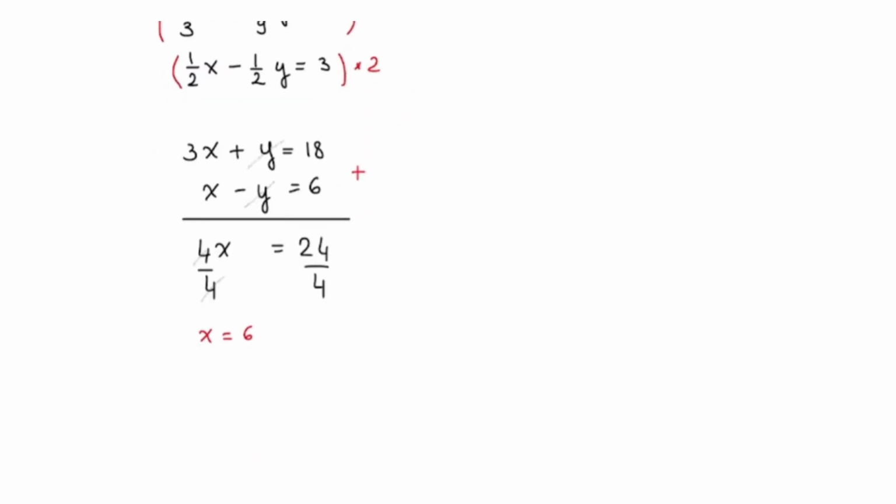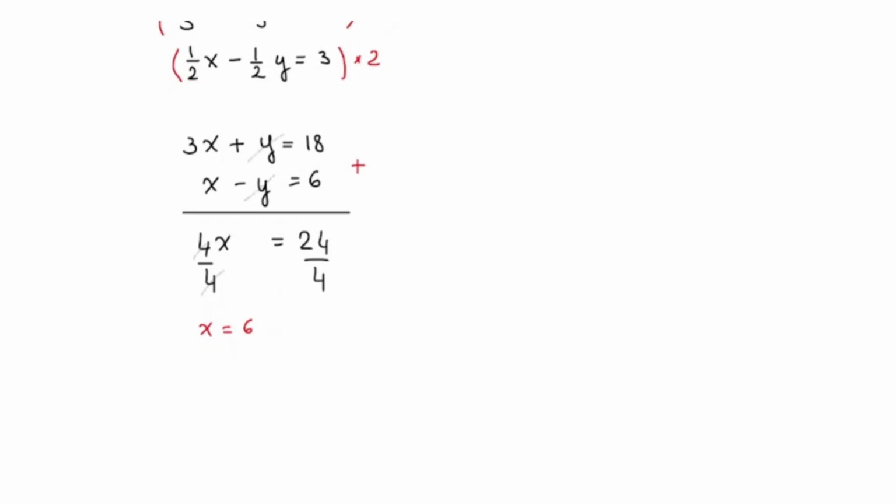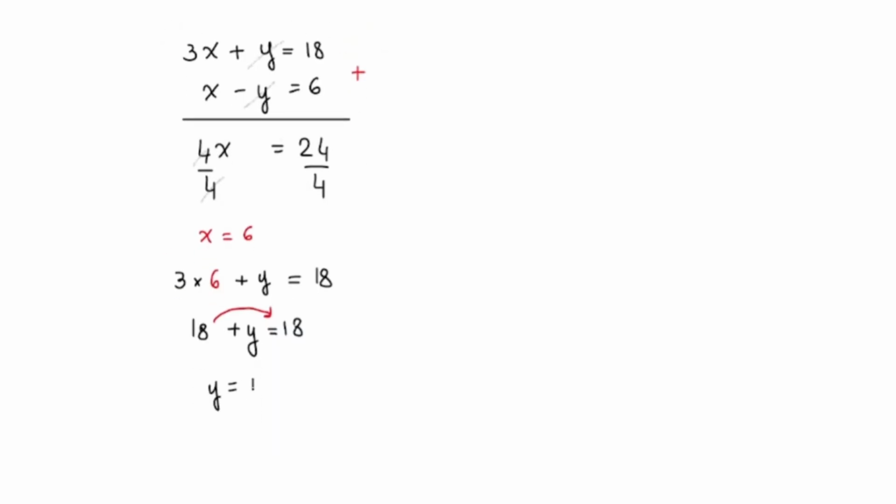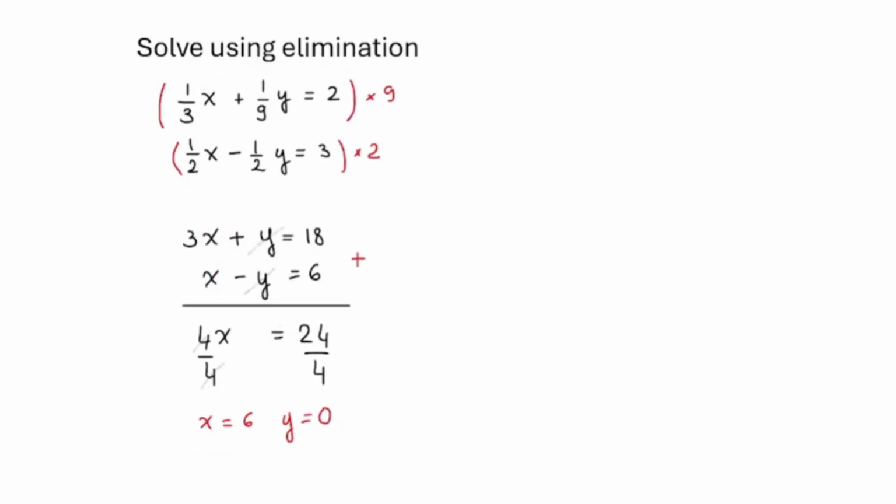To find y, we can use one of the simplified equations, as it is easier to work without fractions. Let's use 3x plus y is equal to 18. Substitute x is equal to 6. 3 times 6 plus y is equal to 18. This gives 18 plus y is equal to 18. Move 18 to the right-hand side. Y is equal to 18 minus 18. So, y is equal to 0. The solution is x is equal to 6, y is equal to 0.